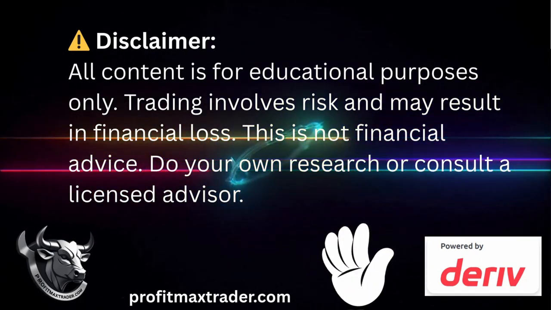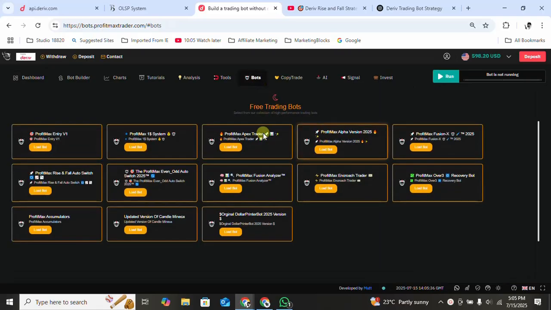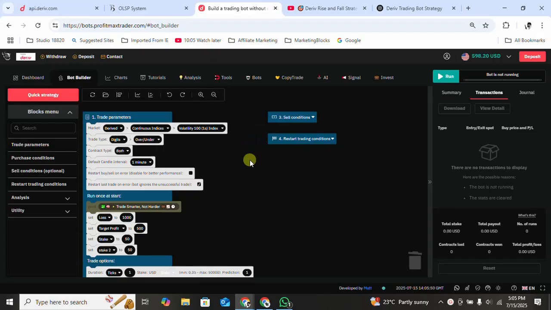So today we are going to look at 3 indicators that any Deriv trader can use to trade rise and fall. And the first thing you need to do is to come to the bot section here. You can either use the Profit Max $1 system, the Profit Max Alpha version, or even you can use the updated version of the Candle Mine. Okay, so those are bots you can use to trade rise and fall easily.